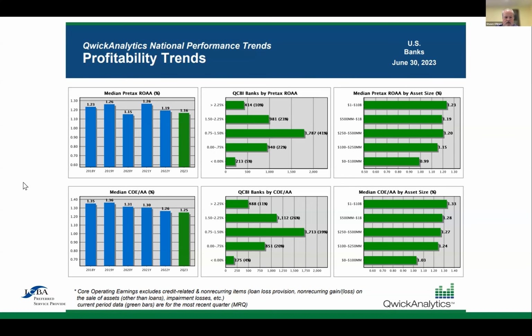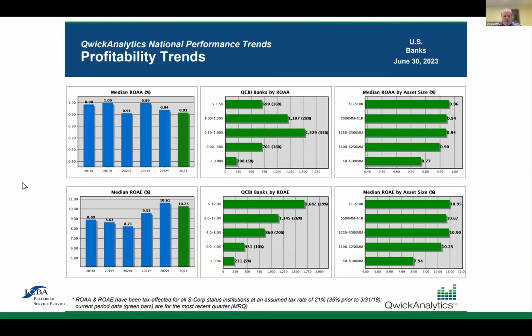Median ROA, 91 basis points. So again, a small drop, but still, given everything that's happened, I think it's pretty impressive. Median return on average equity is still above 10%. Certainly, if you look to the right, the larger banks are able to absorb those pressures better than the 0 to 100 million. But again, I think it speaks to the job that you're all doing.